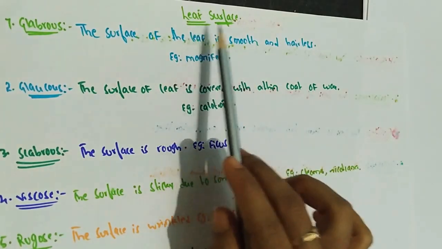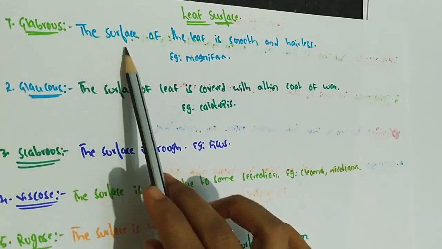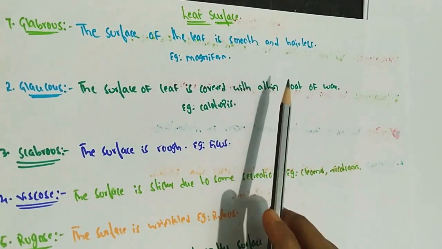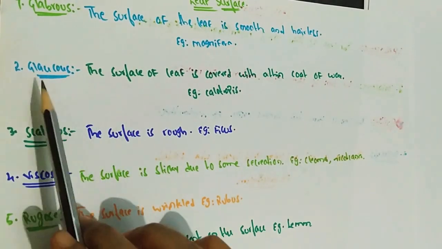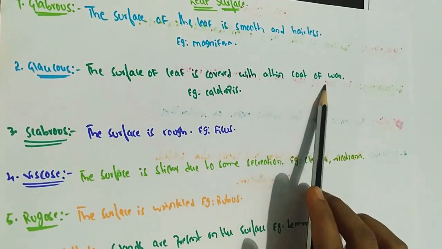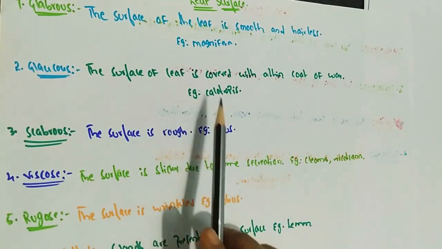Next topic, leaf surface. In that, first type, glabrous. The surface of the leaf is smooth and hairless. Example, mangifera. Second type, glaucous. The surface of a leaf is covered with a thin coat of wax. Example, calotropis.